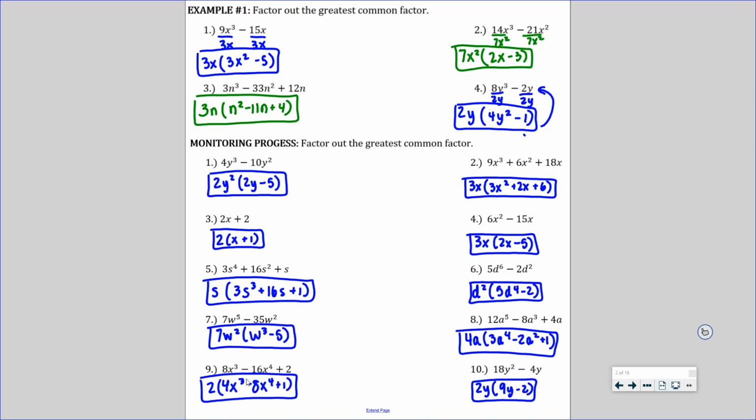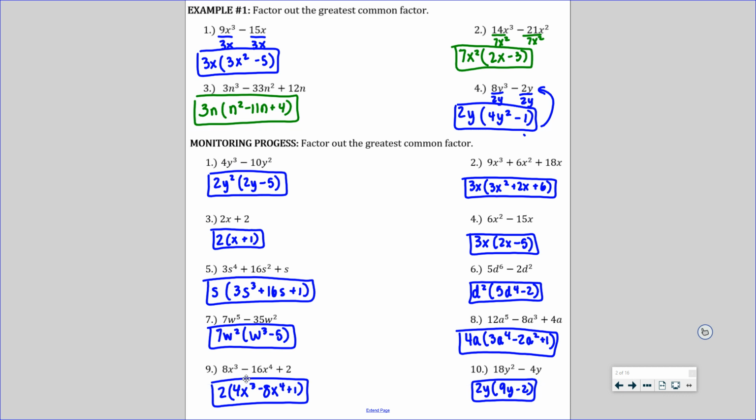Okay. I'm going to quickly let you check your answers on these. I'll read through them. Number 1, 2y squared was the GCF. Number 2, 3x was the GCF. Number 3, 2 was the GCF. 4, 3x again. 5, only an s, and that leaves a plus 1. 6, d squared would be the GCF there. Number 7, 7w squared. Number 8, 4a was the GCF. Number 9, only a 2 was common between those. And number 10, a 2y.